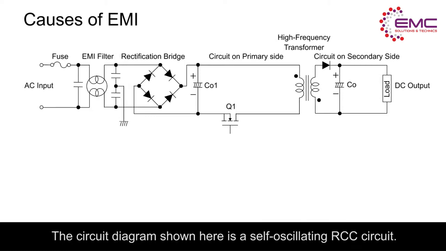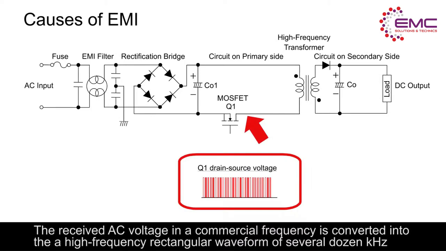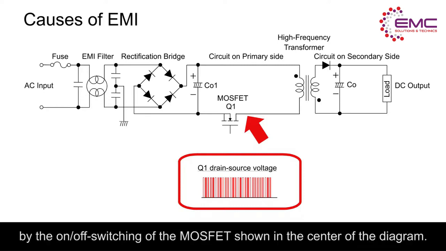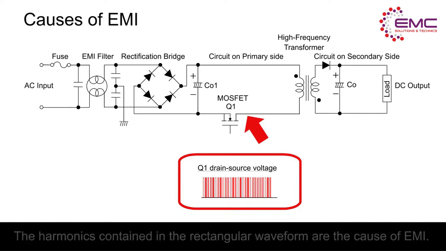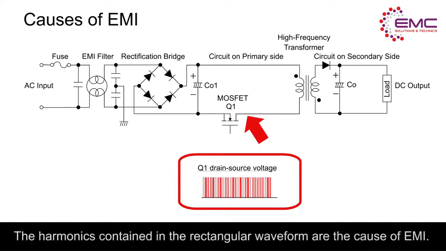Oscillating RCC circuit. The received AC voltage in a commercial frequency is converted into the high-frequency rectangular waveform of several dozen kHz by the on-off switching of the MOSFET, shown in the center of the diagram. The harmonics contained in the rectangular waveform are the cause of EMI.